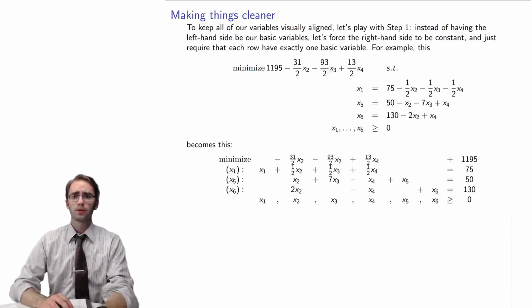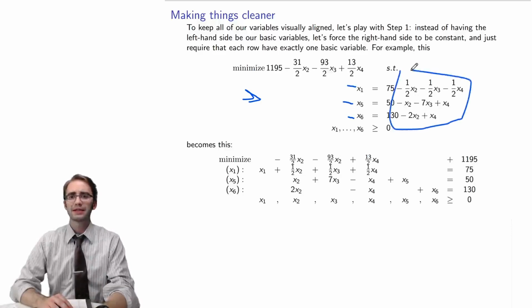And so to start, we'll revisit the same example that we had before. This was an intermediate step in the simplex method where we had the basic set x1, x5, x6. This was the setup that we had there. And the first thing I'm going to do is take all these non-basic variables and just move them back to the left-hand side where they were before.